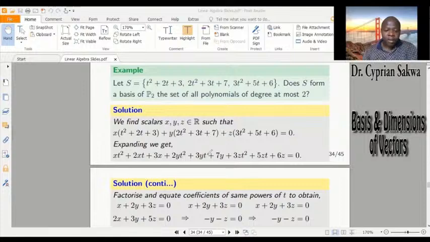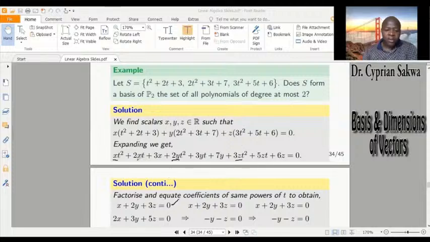I would collect the like terms. So those that have t square is this, and this is equal to 0. So if I put them together, I equate to 0. T square will cancel out, and I have this equation: x plus 2y plus 3z equals 0.